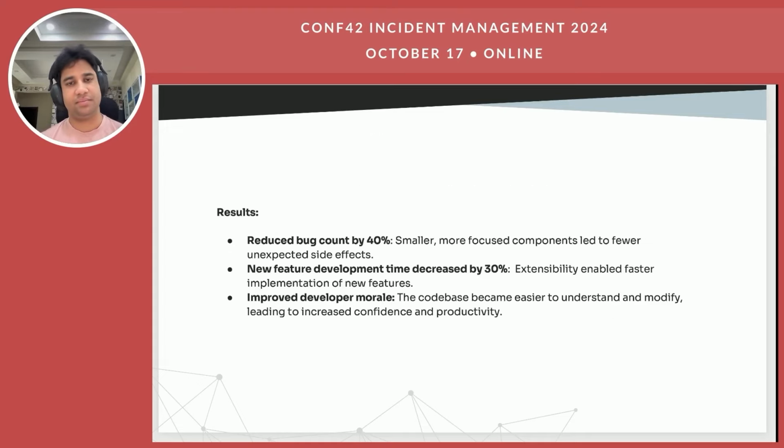We have seen the results. We obviously reduced the bug count by a significant number. The development time, speed and efficiency increased by a factor of what we have on the screen. And also it makes the developer's life slightly easier and happier to not deal with the bugs and be able to work on new features at a reasonable speed.